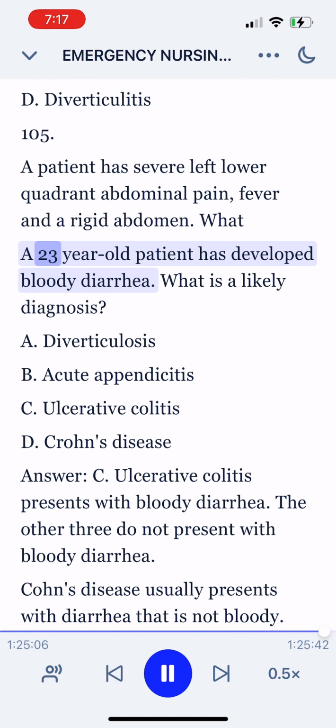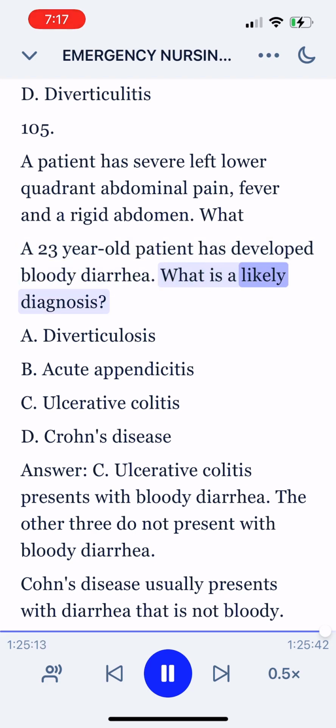105. A 23-year-old patient has developed bloody diarrhea. What is a likely diagnosis? A. Diverticulosis. B. Acute appendicitis. C. Ulcerative colitis. D. Crohn's disease.